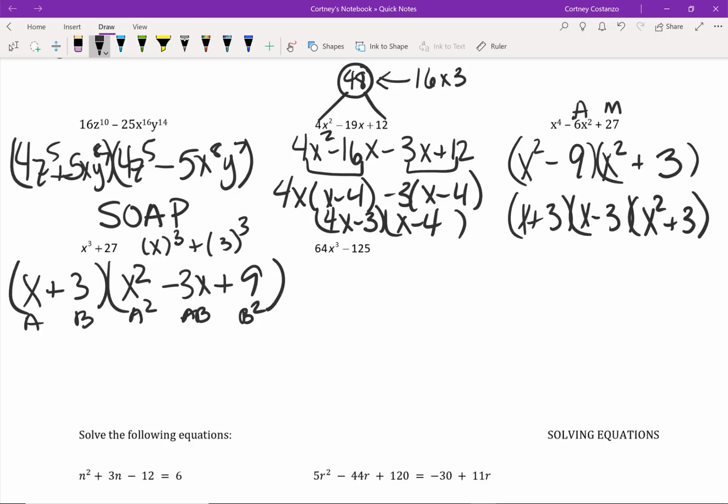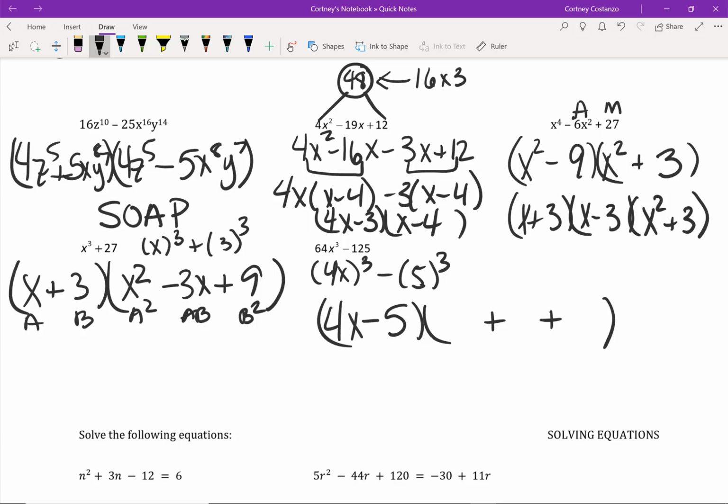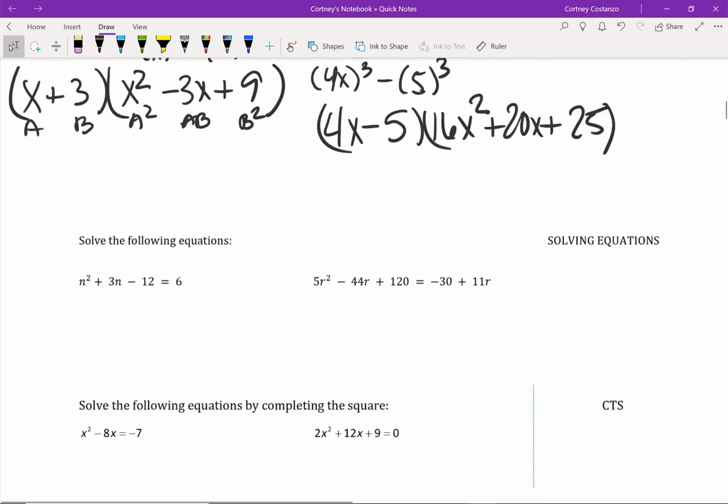So we can do the same kind of idea here. 4x to the third power, that'll be our a, and then 5 to the third power, that will be our b. So when I do my binomial times my trinomial, same sign, opposite sign, always positive. A, b, a squared would be 16x squared, b squared will be a 25, and then a times b will be a 20x. So if that was too fast, feel free to pause and go back, but I'm going to keep moving on because you have the capability to pause this video at any time.